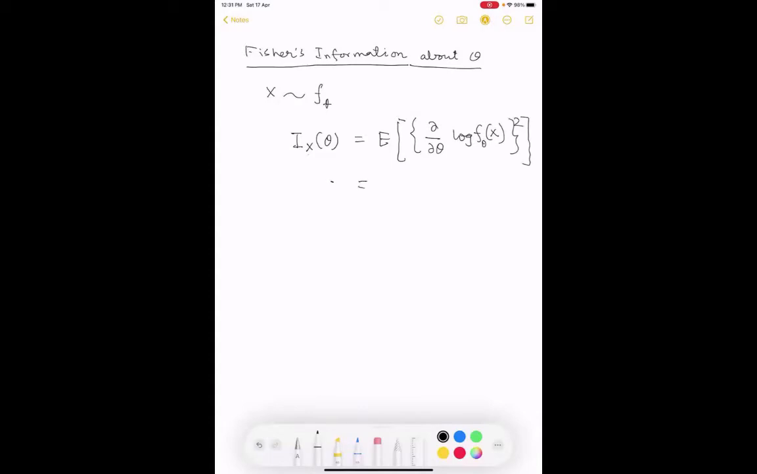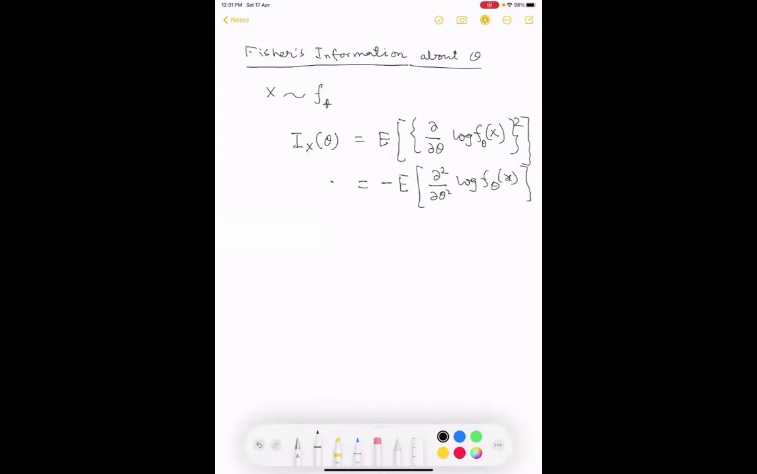He also showed that the same thing you can show in this way also: the expected value of del theta 2 log of f(theta, x). So this is what Fisher's information is.